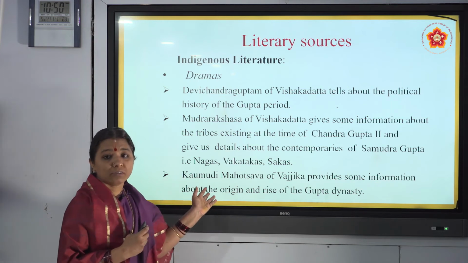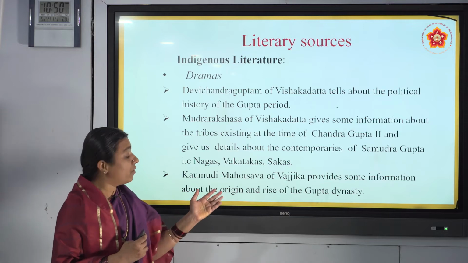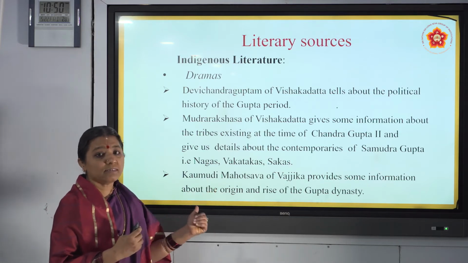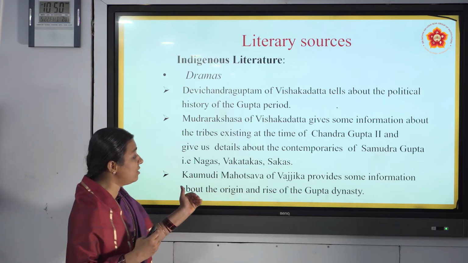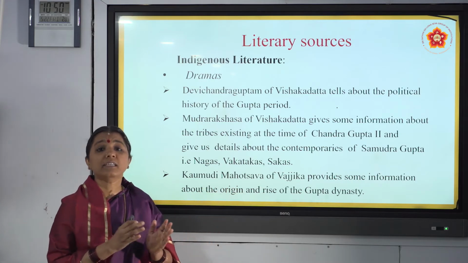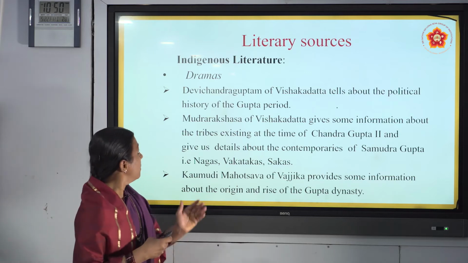Another important play is Kaumudi Mahotsava of Vajjika, Vidya Vajjika, a lady scholar. From this play we come to know some information about the origin and the rise of the Gupta dynasty, and also the political situation of Magadha during the Gupta period.